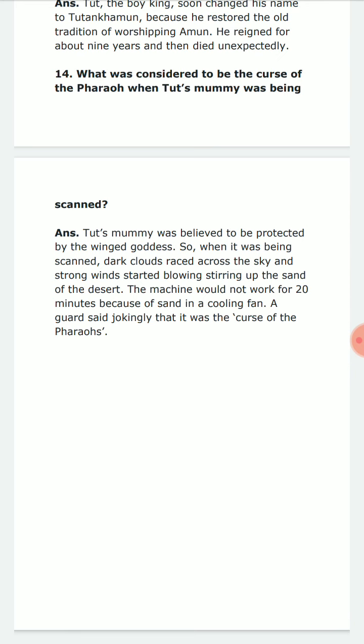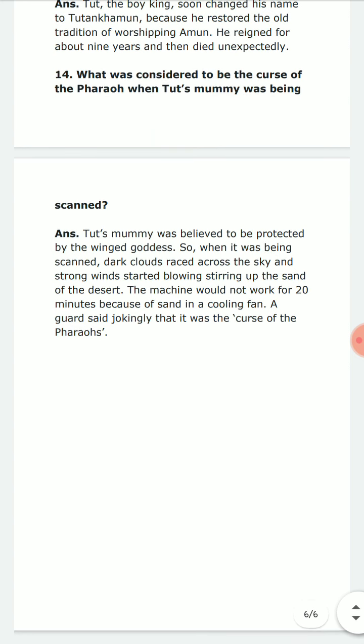A guard said jokingly that he had already told everyone it was the curse of the pharaoh. When the blades stopped rotating because of the sand, one of the guards half jokingly said that it is the curse of the pharaoh. It can be said to be the curse of the pharaoh.